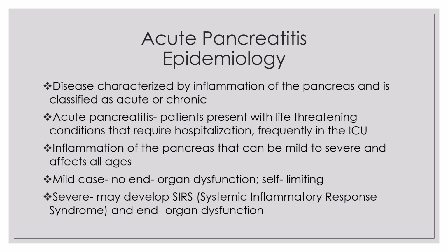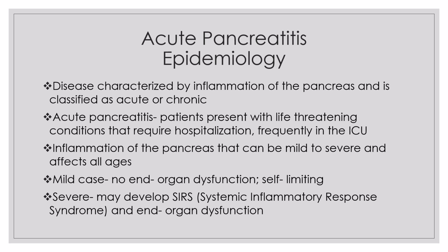And so, moving on to acute pancreatitis. How does this happen? This is a disease characterized by inflammation of the pancreas and is classified as acute or chronic. With acute pancreatitis, the patient will present with life-threatening conditions that require hospitalization, and usually this patient will be in the ICU. It is inflammation of the pancreas that can be mild to severe, and it will affect all ages. In a mild case, there is no end organ dysfunction. It is self-limiting. It will happen once, and then it will go away.